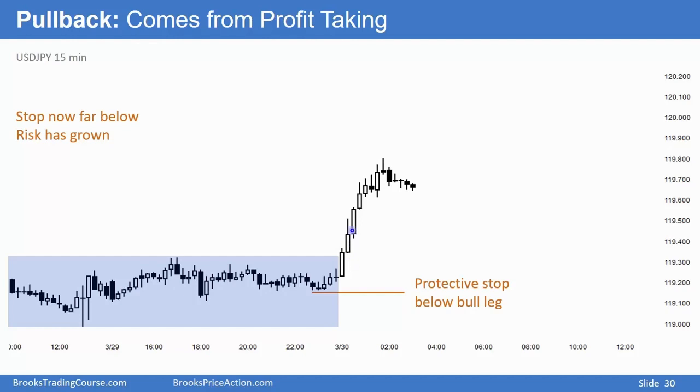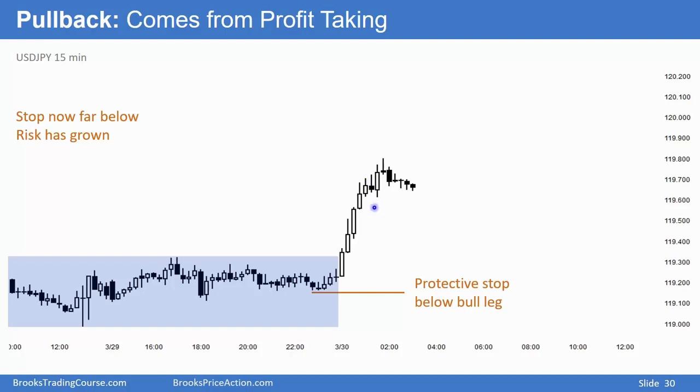At some point, traders start to get uncomfortable. They say, well, gosh, my stop is way down there. I don't want to risk that much. And the computers have protective algorithms within them. So whenever the stop gets too far, they conclude the risk is too big. They have to control the risk. Easiest way to control risk is take profits.